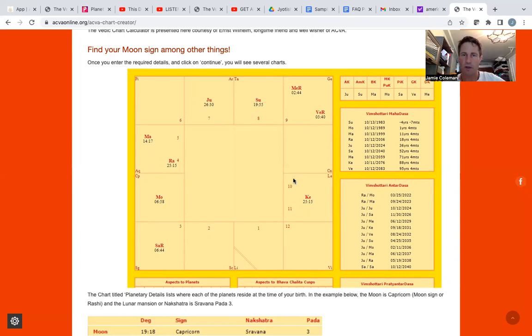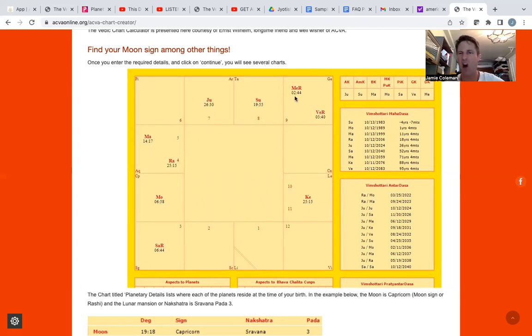A couple other just quick things with these planets. You do see, for instance, in this chart that there is a capital R after several of the planets. So, for instance, Saturn has a capital R, Mercury has a capital R, and Venus has a capital R. Different computing systems will symbolize retrograde motion differently. This one uses an R.